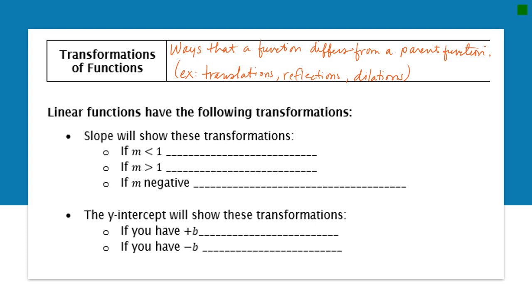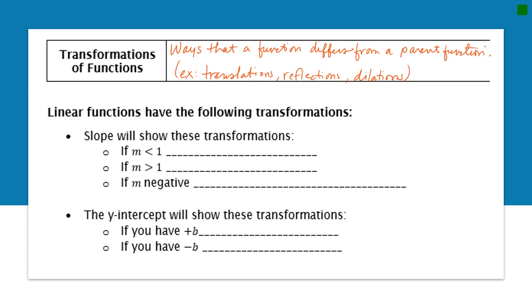So information specific to linear functions: the only two things that can change are the slope and the y-intercept. So when the slope changes, there's really only three things that could happen. You can have a slope that is less than 1. So I'm talking about like 1/2 or 2/3. So that would be like a fraction that would turn into a decimal that would be less than 1.